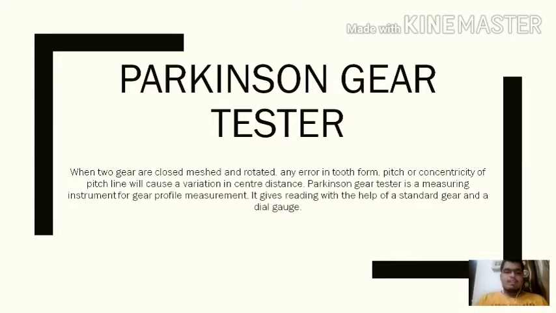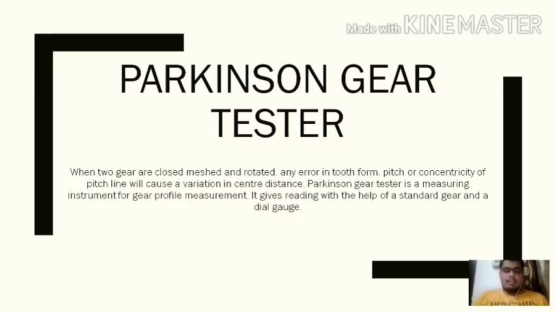There can be many types of gears like external gear, internal gear, spur gear, helical gear, double helical gear, skew gears, bevel gears, hypoid gears, and many others. So with these many types of gears, there can be various types of errors associated with them. When two gears are meshed and rotated, any error in the form, pitch, or concentricity of the pitch line will cause a variation in center distance.